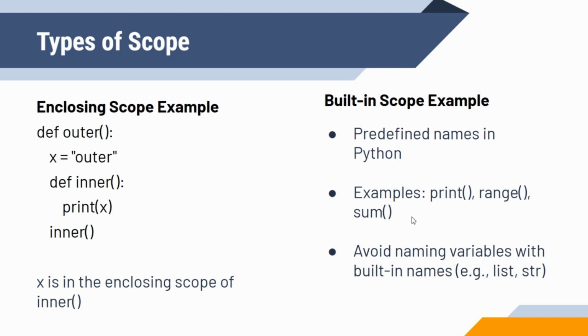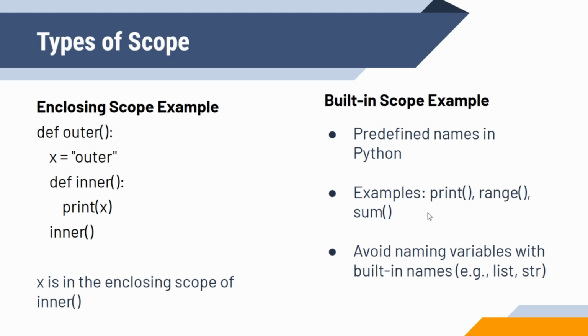Next, built-in scope. Finally, we have built-in scope. These are variables or functions built into Python like print, len, and range. It's a good idea to avoid using these names for your own variables, like naming a variable list or str. It can lead to bugs.